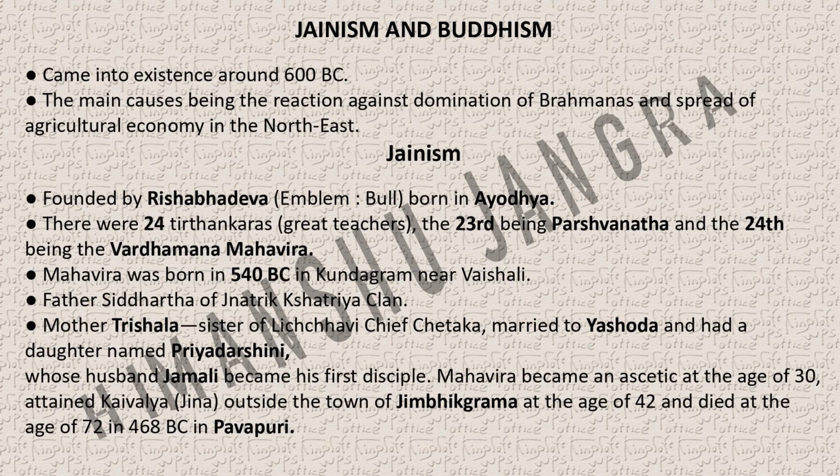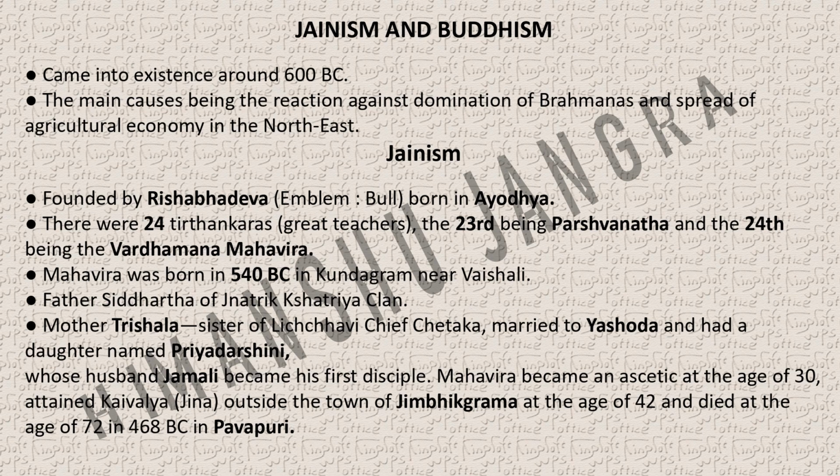Jainism and Buddhism came into existence around 600 BC. The main causes were the reaction against the domination of Brahmanas and the spread of agricultural economy in the northeast. Jainism, founded by Rishabhadeva, emblem bull, born in Ayodhya. There were 24 Tirthankaras, great teachers, the 23rd being Parshvanatha and the 24th being Vardhamana Mahavira.